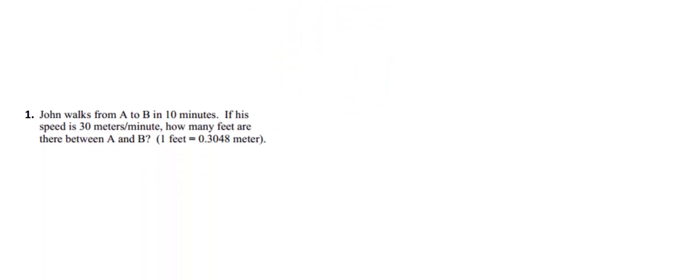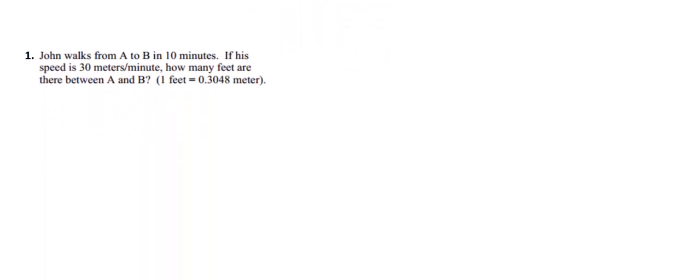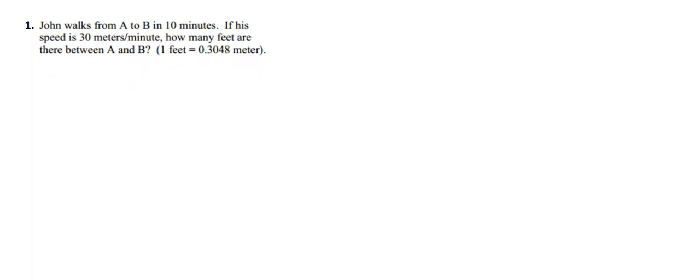So our first question says John walks from A to B in 10 minutes. Okay, so we have two points here, one is A and the other one is B, and the time taken by John between both of them is 10 minutes. If his speed is 30 meters per minute, how many feet are there between A and B?